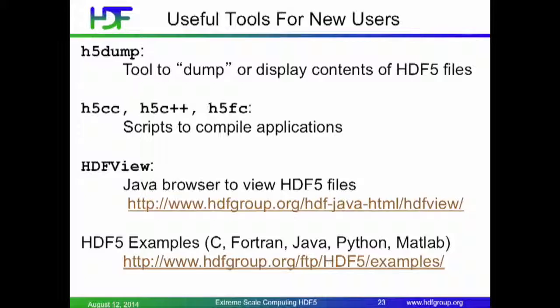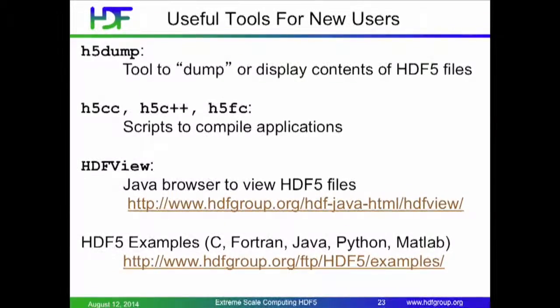H5 dump is a tool to dump the HDF5 files. It just displays it on your screen, or you can dump it to an output file. H5cc, H5c++, H5fc are just scripts that compile applications. So if you have an HDF5 program and you just want to quickly compile it and run it, you can use these scripts. Normally, you would have a makefile or CMake file and put in where the header files and the HDF5 libraries are found. But if you don't want to worry about that, you can just use these compile scripts.